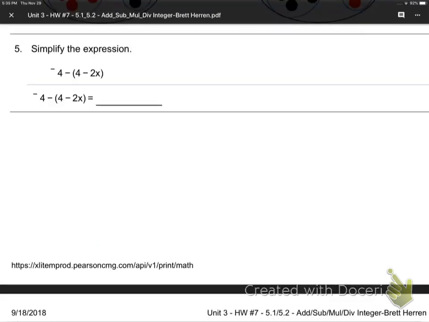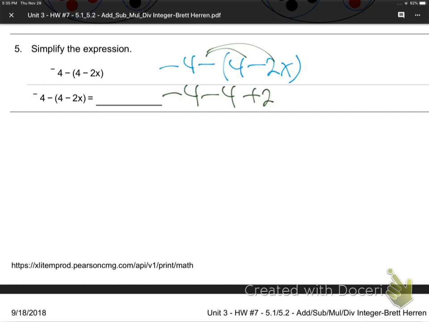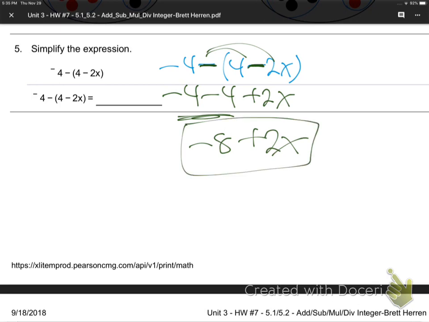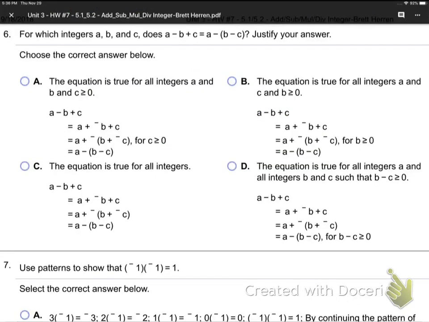Okay, so how does number 5 work? Negative 4 minus 2x. So remember from earlier math classes, algebra and stuff, what a negative does in front of a fraction. That negative distributes, so we get negative 4 minus 4 plus 2x, right? When this negative hits that negative, two negatives make positive, and then negative 4 minus 4 is negative 8 plus 2x. That's the answer.